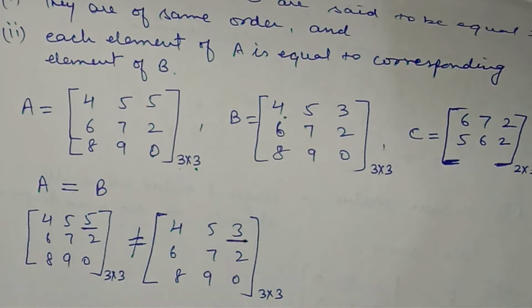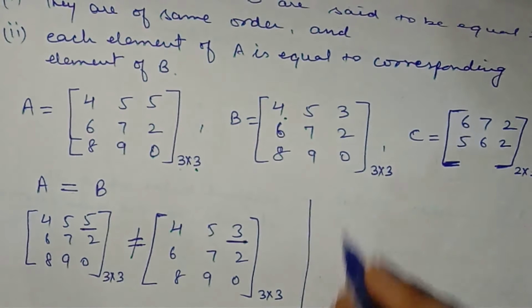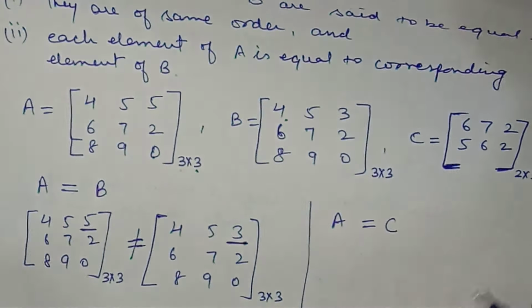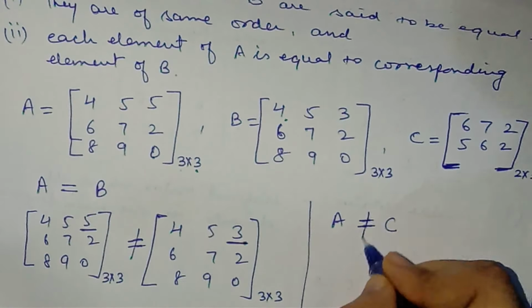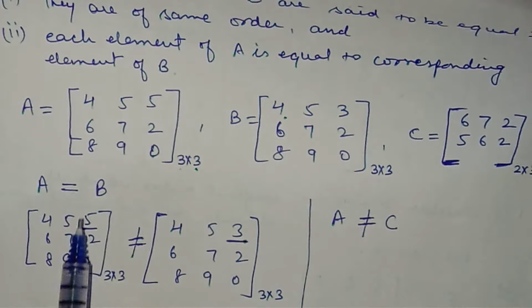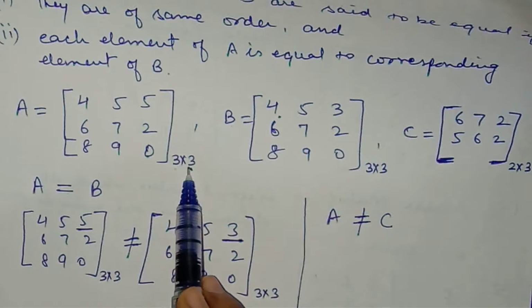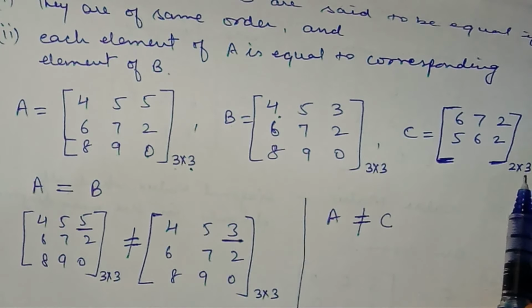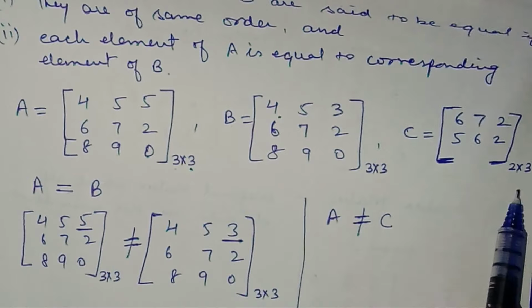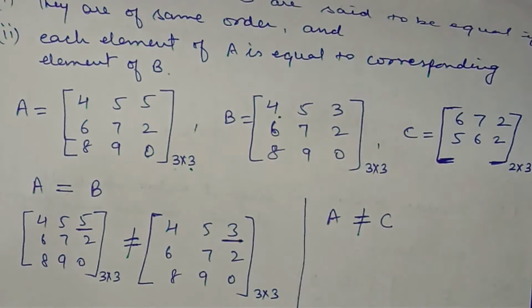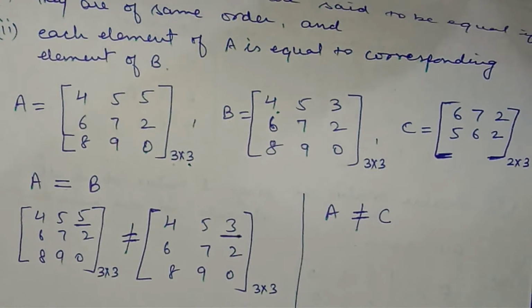If we take the example of matrix A, can we equate matrix A with matrix C? It is not at all possible to equate them, because in case of matrix A and matrix C, the order of matrix A is 3 by 3 and the order of matrix C is 2 by 3. So the very first condition is not satisfied by these two matrices. So we cannot equate A with matrix C. So these are the two conditions that need to be satisfied if you want to call two matrices as equal.